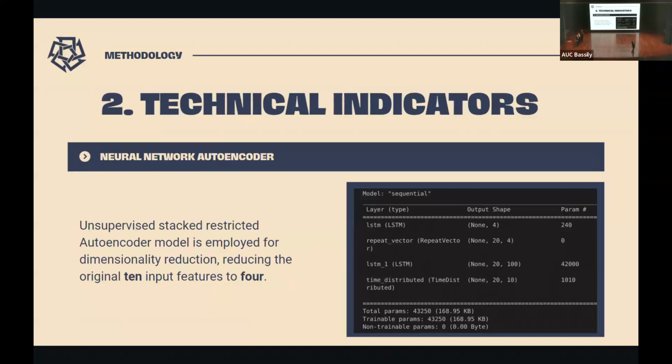And then we add 10 technical indicators to each stock in the data set. To reduce the dimensionality of the problem, we propose an unsupervised stacked restricted autoencoder. It is employed to reduce the technical indicators from 10 to 4 for each stock. To get an idea about the technical indicators, these are just to help the model get more features about understanding the performance of the stocks within the market.